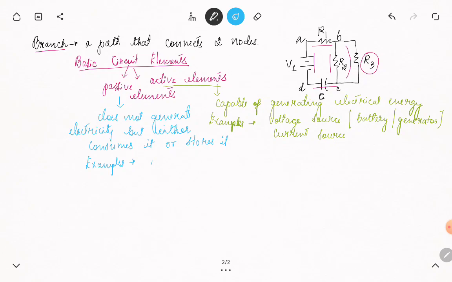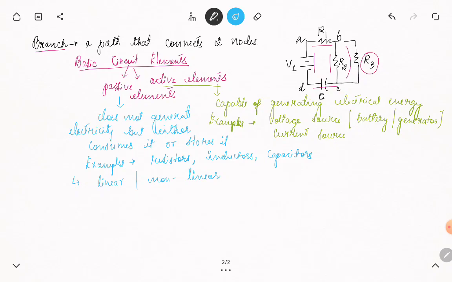We have examples like resistors, inductors, capacitors, etc. And also diodes and transistors are passive elements. Now passive elements can be either linear or non-linear.